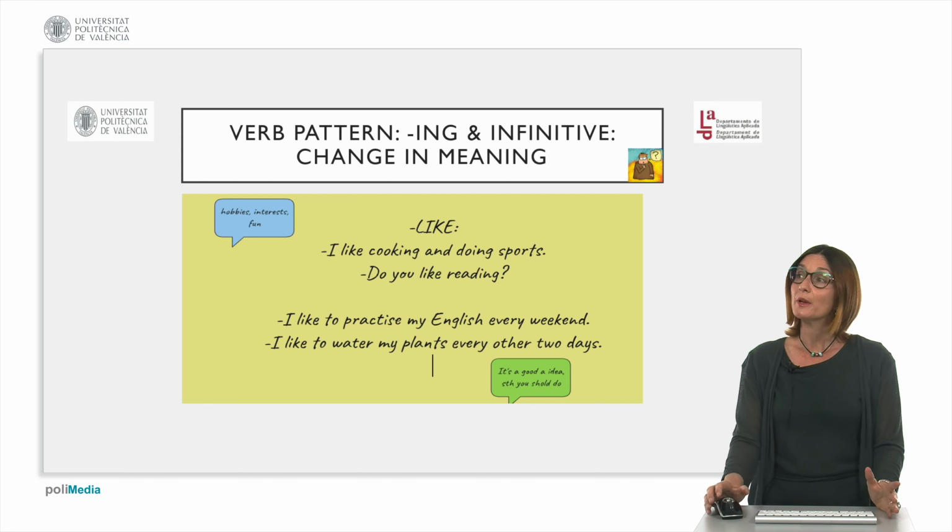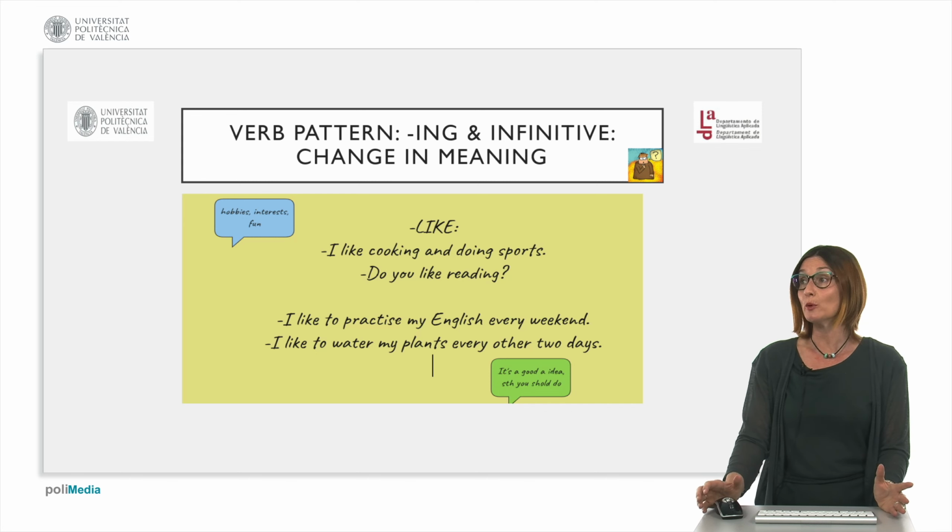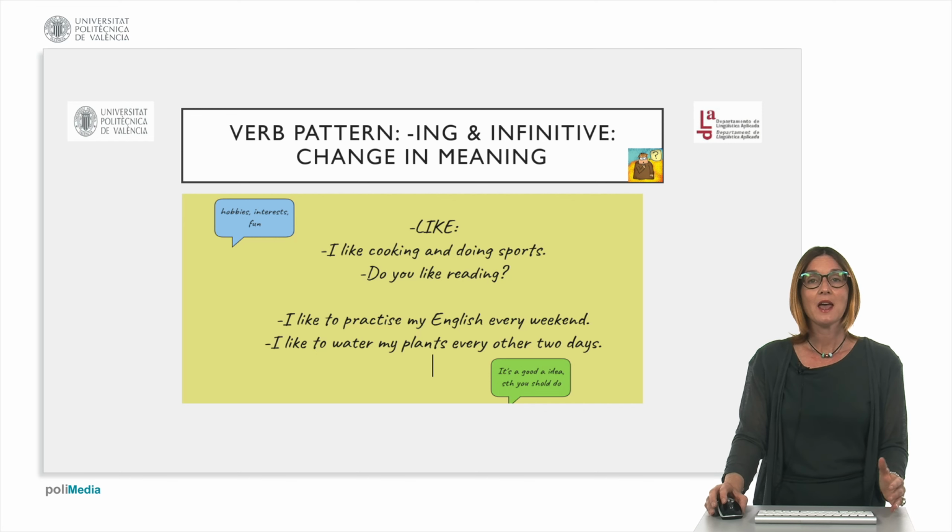Right, the first verb is like. You can use like followed by the ing or gerund when you say things like I like cooking and doing sports, or do you like reading? So in this case, what we are trying to express is our interests, our hobbies. And when we say, I like cooking, I like doing sports, we are expressing that we do this for fun. It's a fun activity.